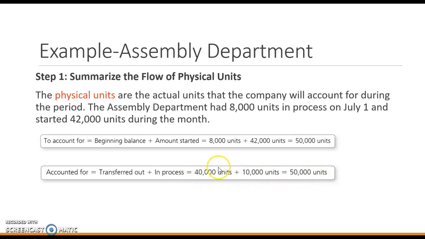Now, if we had transferred out 40,000, but we only had 8,000 left in our department, that would be a total of 48,000. We're missing 2,000 units we can't account for. If we're the manager, we better find out what happened to those. Did they get stolen? Did they get ruined? Did they accidentally get transferred out to the cutting department? We better track those down, because we need to show that we accounted for the exact number that we're supposed to account for.